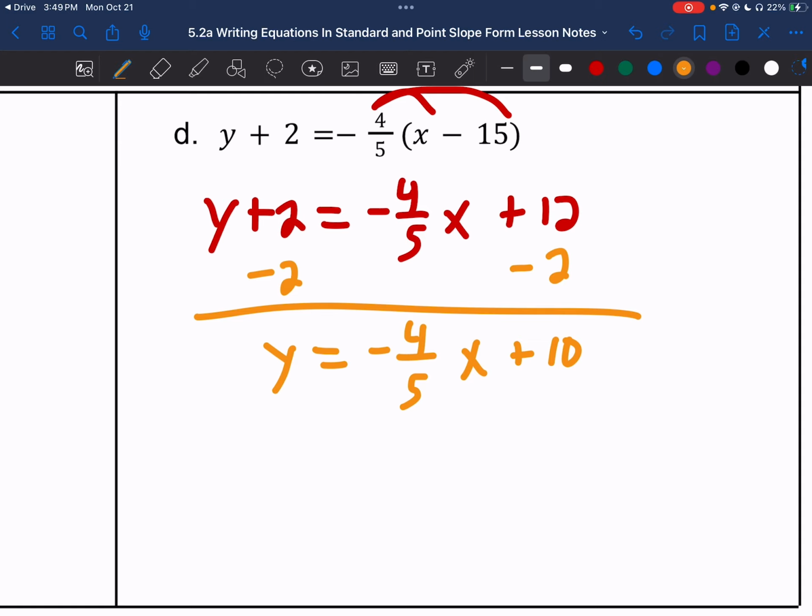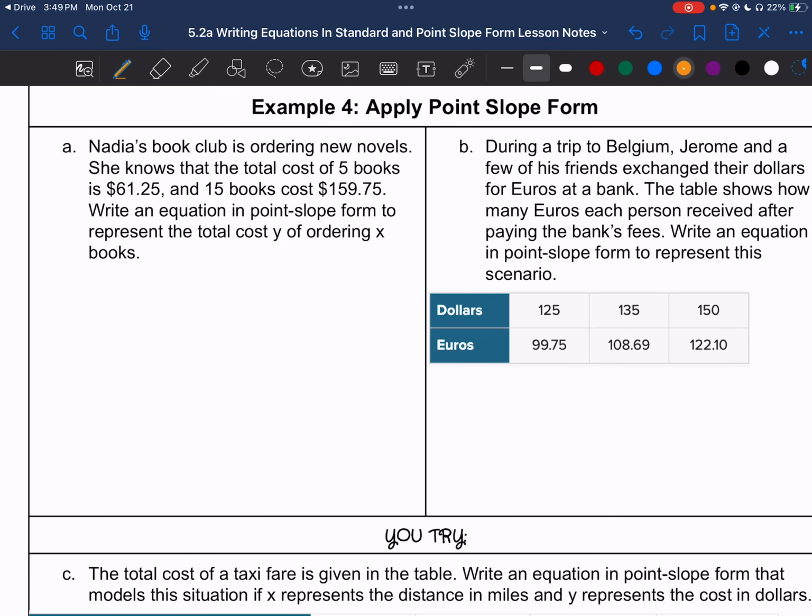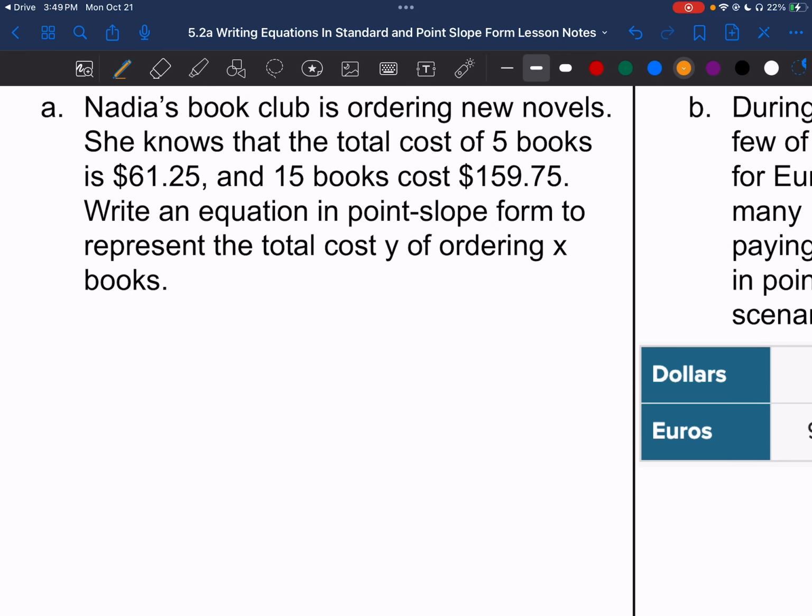All right, so now we're going to go on to our next page, and that's going to be applying point-slope form. So we have Nadia's book club is ordering new novels. She knows that the cost of 5 books is $61.25, and 15 books cost $159.75. Write an equation in point-slope form to represent the total cost y of ordering x books. Well, first off, I have my variables defined for me. That's always an important thing. Total cost is y, and we're ordering x books.